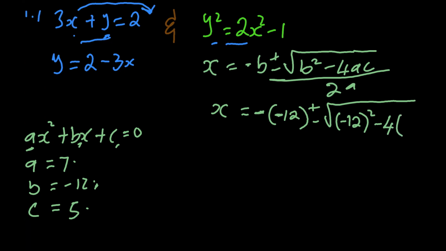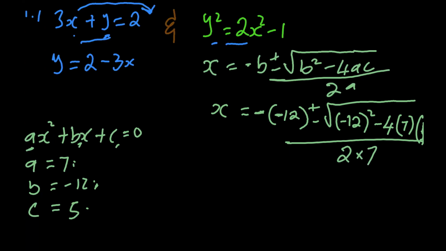Where's my a? a is 7. And c is 5. Oh, sorry, yeah, so it's 5 here. Remember that. So all divided by 2 times 7, because your a here is 7.